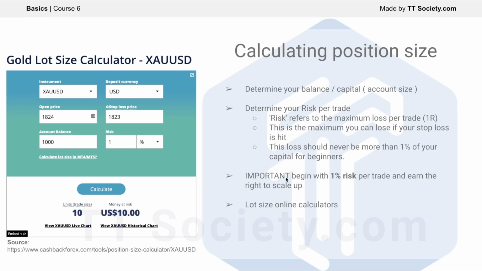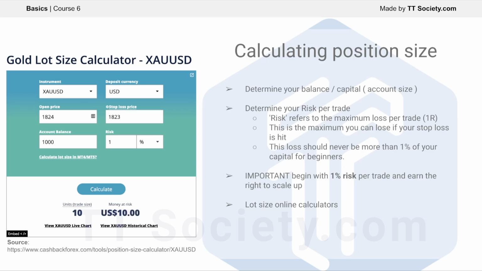So the important part again, we're emphasizing this as often as we can, but it is important. We don't want to annoy you guys here, but we simply want to stress the point that this is important. To begin with a 1% risk per trade and earn the right to scale up. Again, if you're in a demo account, on a small live account, if you're successful, if you're having more winners than losers, then maybe in the future you earn the right to risk more.